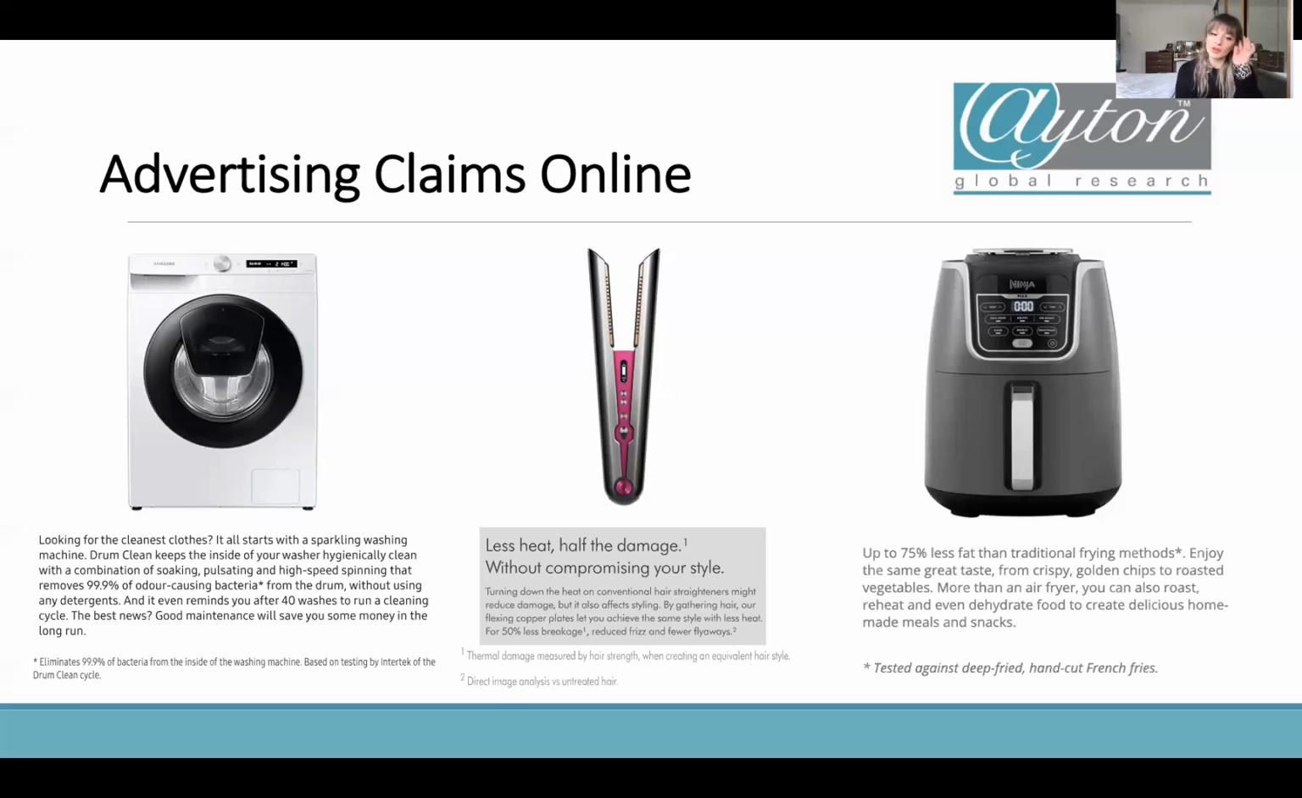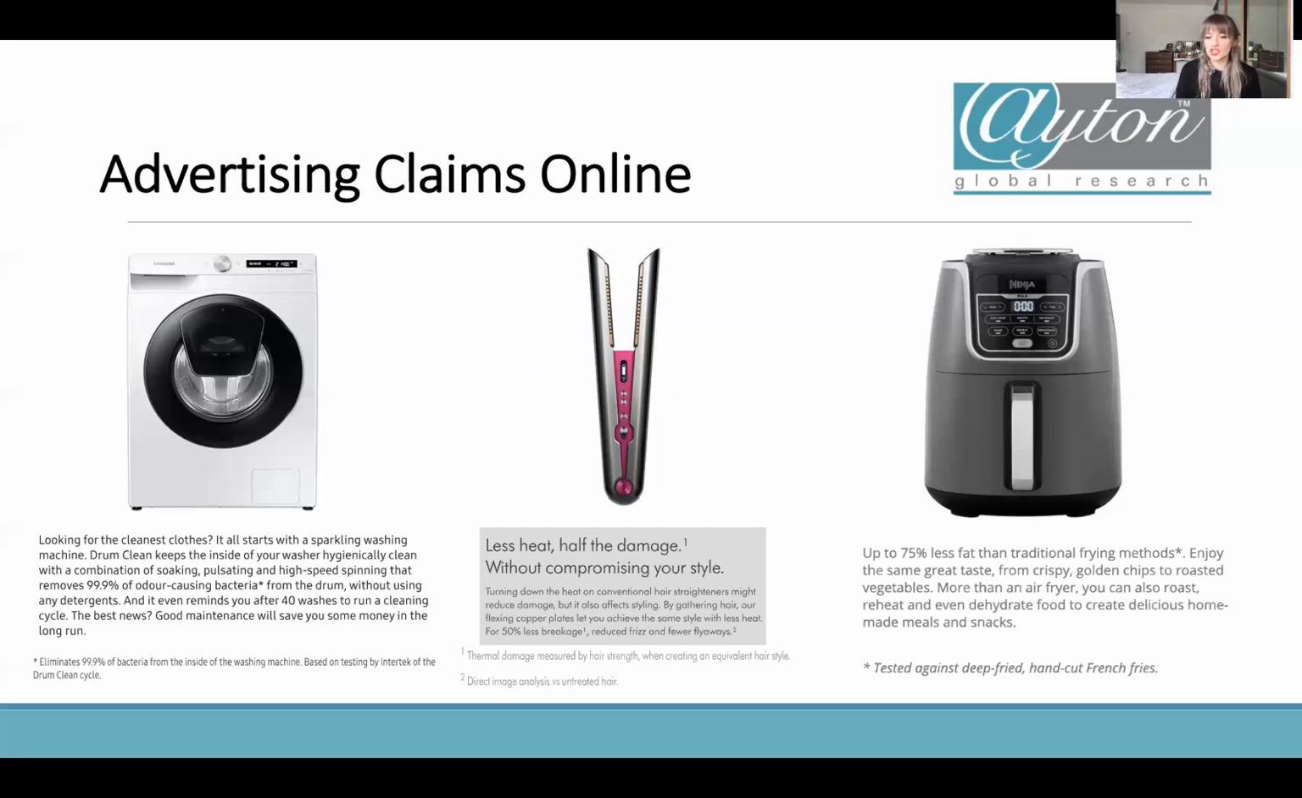All those claims about the damage were done by measuring the hair strength when creating an equivalent hairstyle. So when straightening the hair, what was the hair strength before and after compared to other products? And then we also had direct image analysis of treated and untreated hair. So again, how was the frizz and flyaways before using the product and after using the product? And they went for an image analysis on that one as well.